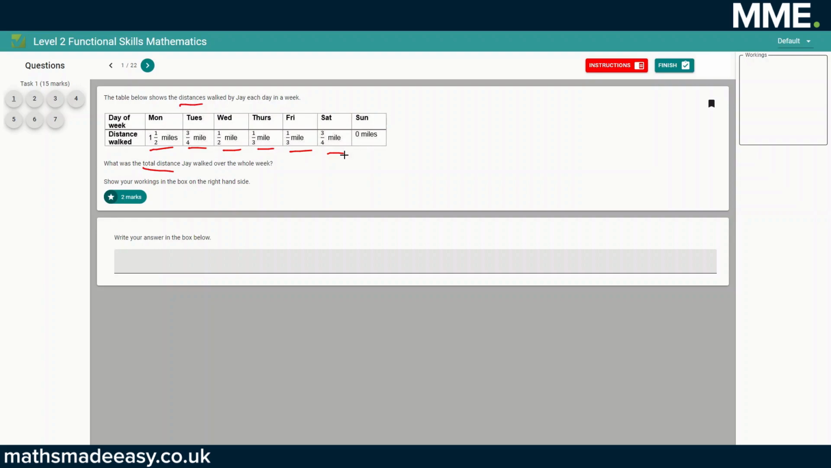So sticking with fractions for now, I'm going to make the calculation a little easier by adding some of the days together. So I'm going to pick Monday and Wednesday first. So it's 1.5 miles plus a half miles, so that's just 2. Then I'm going to pick Tuesday and Saturday. So that's 3/4 of a mile plus 3/4 of a mile. So that's simply 1.5 miles, or we can write this as 3/2. Then finally, we've got Thursday and Friday.